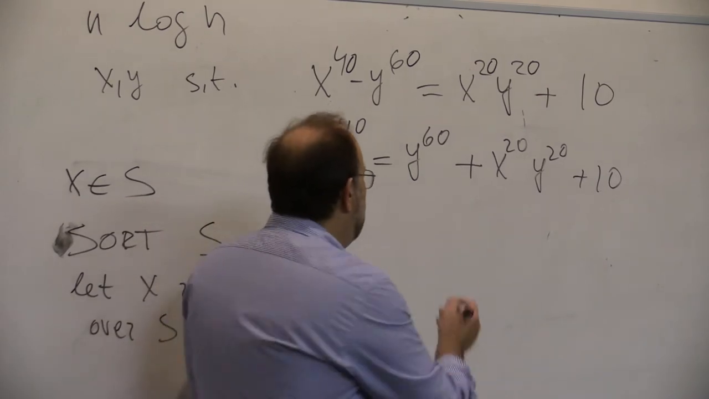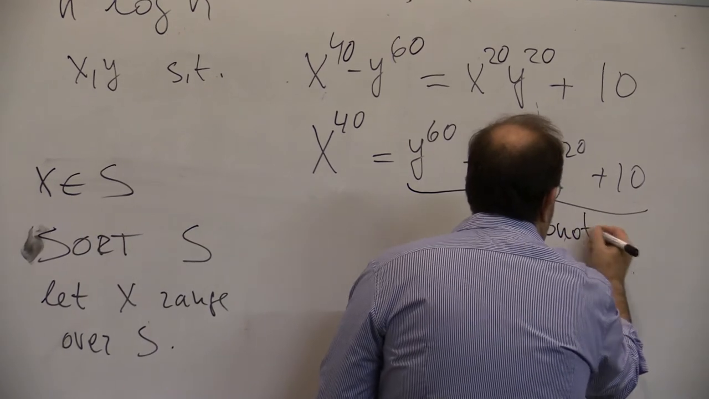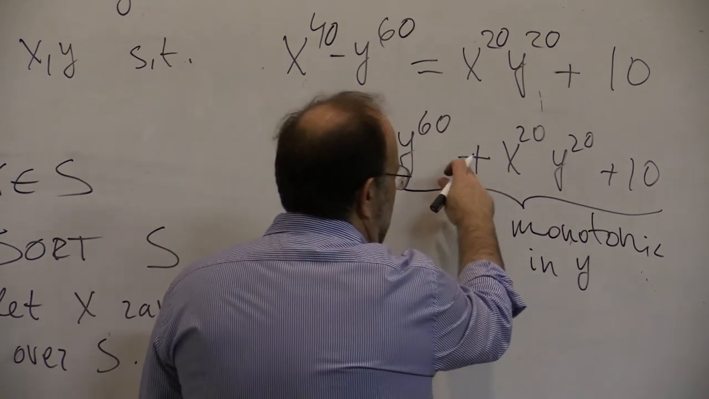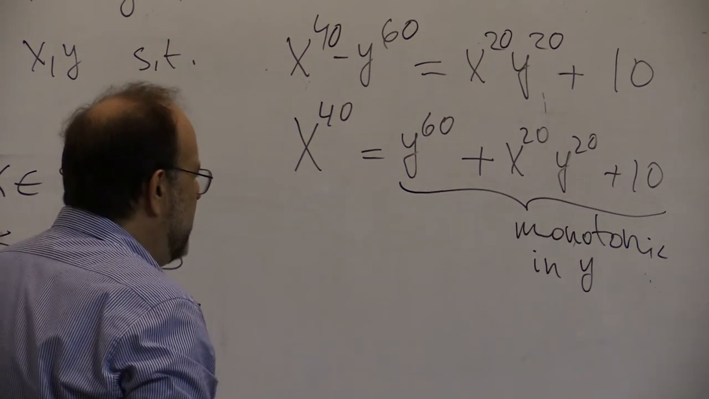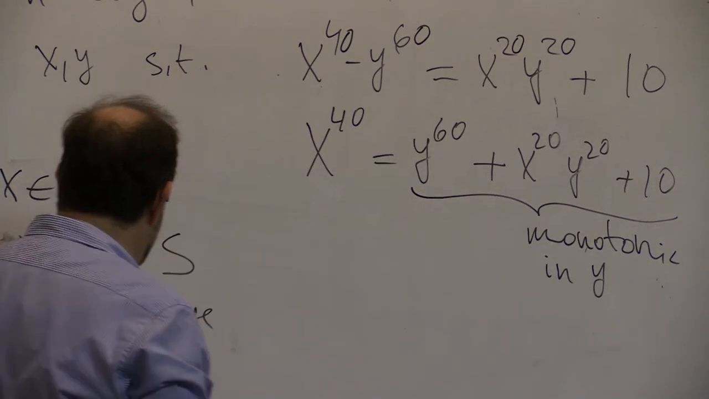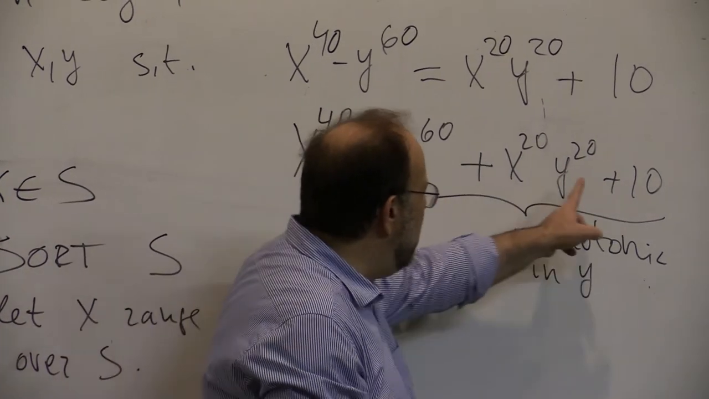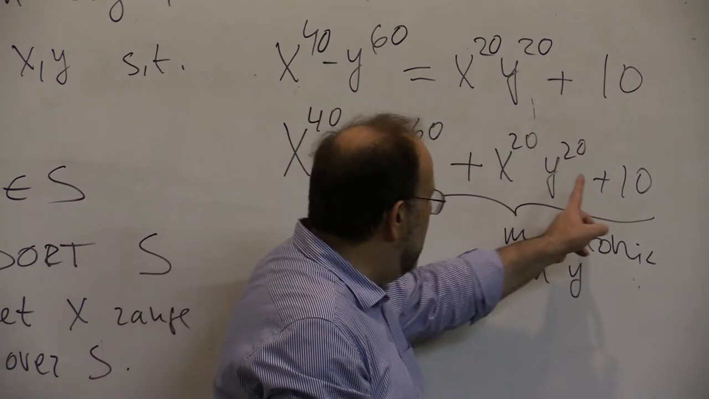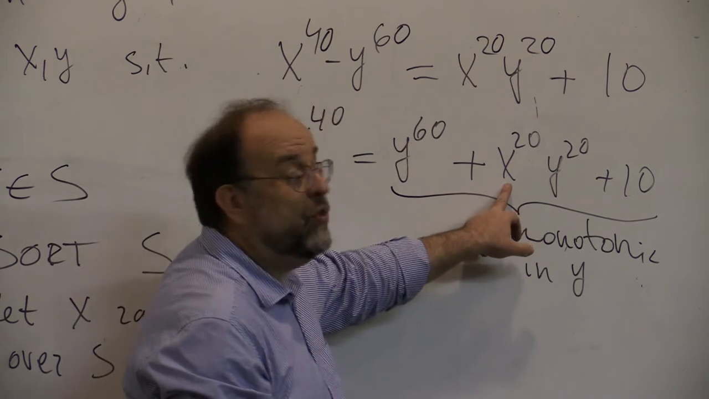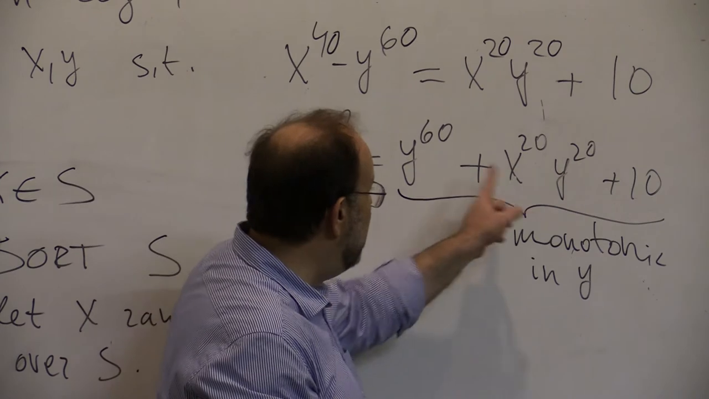No. You see, the crucial thing here is that this is monotonic in Y. It wouldn't work if it was, for example, minus here. So this is monotonic in Y. So I simply take an X, so we range with X through the array, and then we always look at the midpoint. If the value for y being the midpoint of the array is too large, you don't have to check for the larger values of y, because this is monotonic in y.